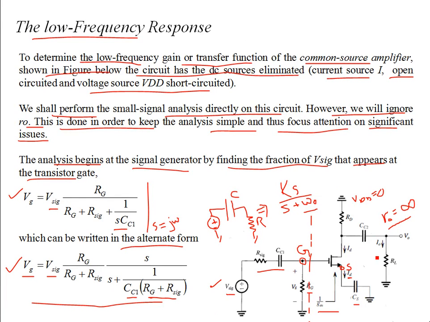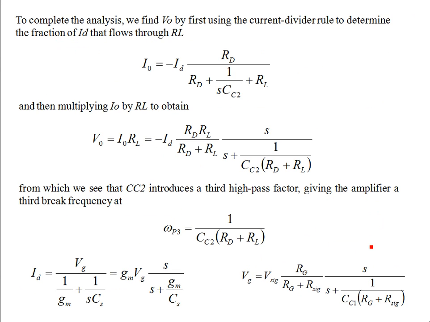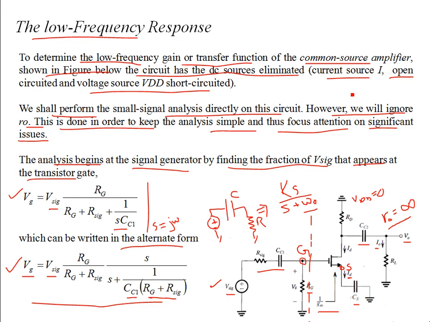If we continue our analysis to find the output current or the output voltage, then we have another coupling capacitor, CC2, which introduces a third pole. To complete the analysis, we find the output voltage by first using the current divider rule to determine the fraction of ID that flows through RL. Here you have the capacitive reactance 1 over omega CC2, plus RD plus RL for the output branch at the drain.